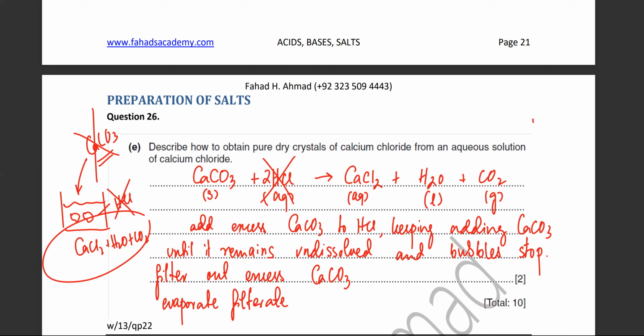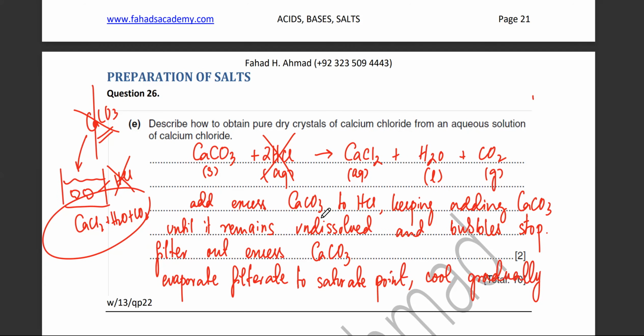So we actually did something terribly wrong in this question. This is not actually the answer, but let me write the whole method. Evaporate filtrate to saturation point. You cool gradually, and you obtain the crystals, and you filter out those crystals. So you filter out the crystals and dry those crystals in sunlight.